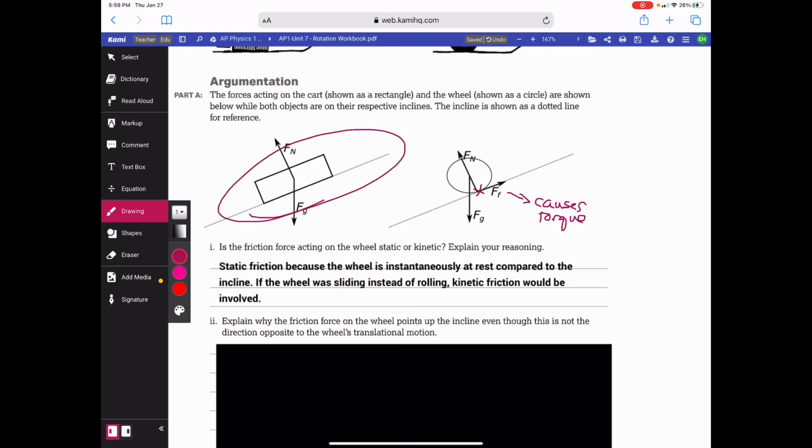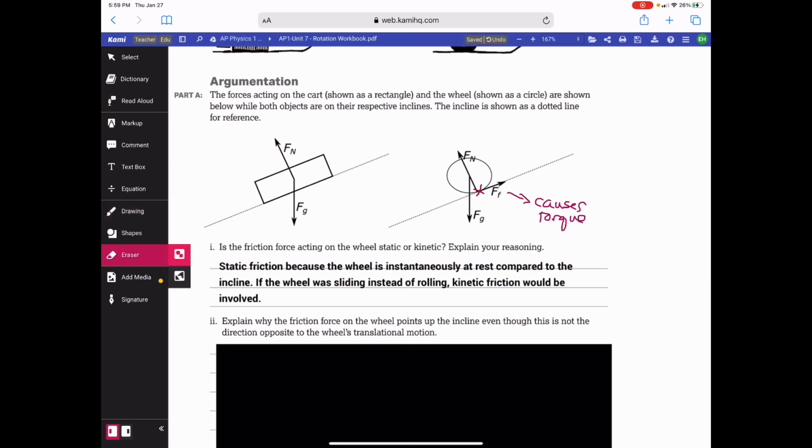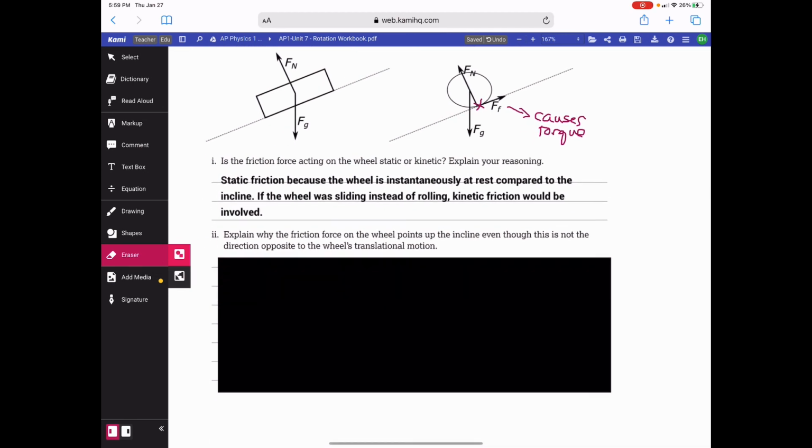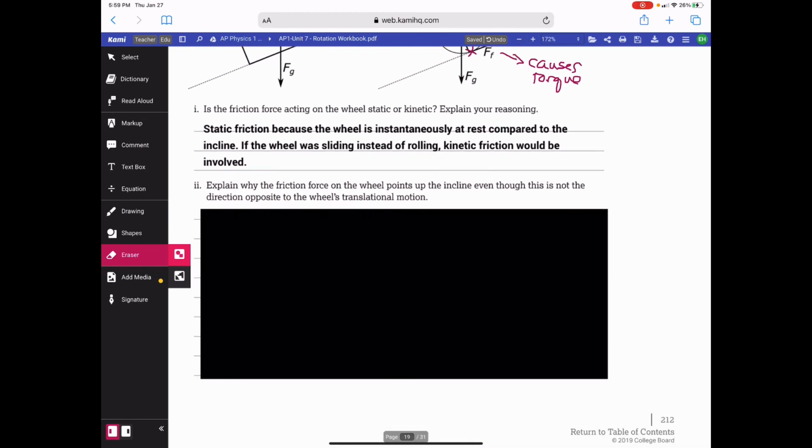Remember, for the cart, it was a smooth incline. There was no friction. But if there were friction, then velocity goes this way and the friction would be going down the hill, right? But that's not the case here, obviously, because it's a frictionless incline for the cart. However, you have friction going up the hill in this case. Why? Well, let's propose an explanation as to why.